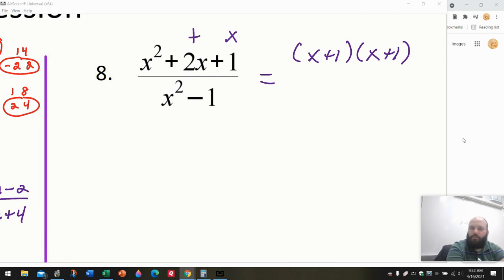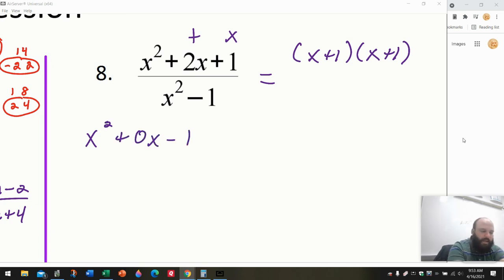Now that I have the numerator split, the denominator is going to be a little trickier because you can see there's only two terms here. So I do want to expand it out just like I did with the other ones. And I'm going to write in the x terms. This would be x squared plus 0x minus 1.